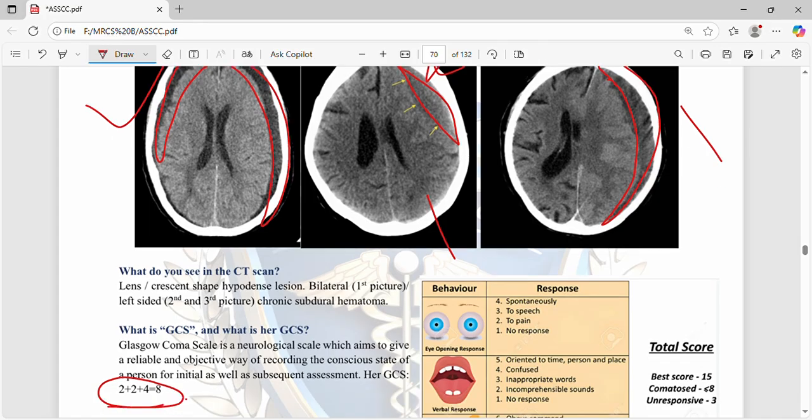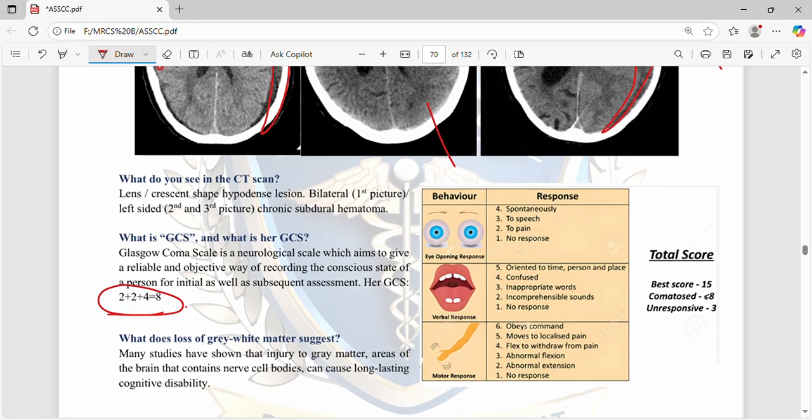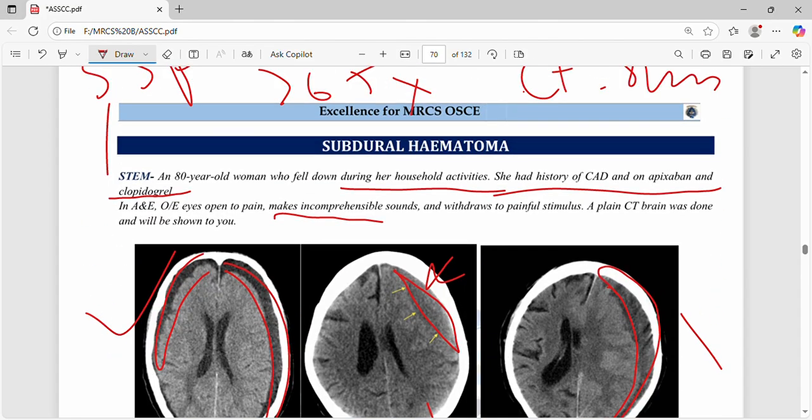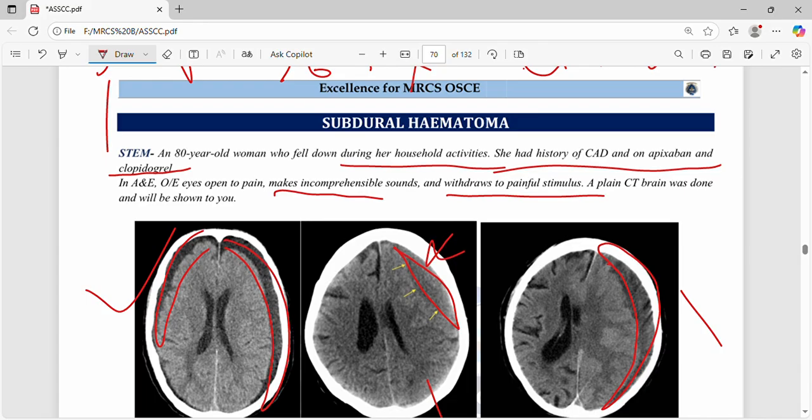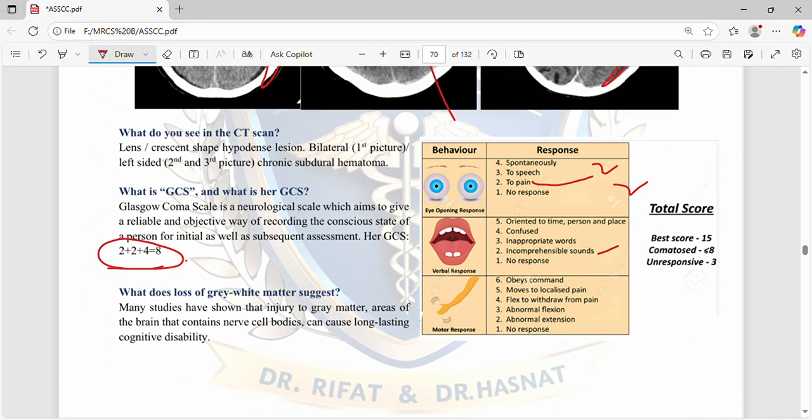So what is GCS and what is her GCS? She is opening her eyes to pain, so it will be 2. You have to explain like this in the station. And then she makes incomprehensible sounds, which is also 2. And then she withdraws to painful stimulus, so withdrawal from pain is 4. So 2 plus 2 plus 4 is equal to 8. So her GCS is 8.